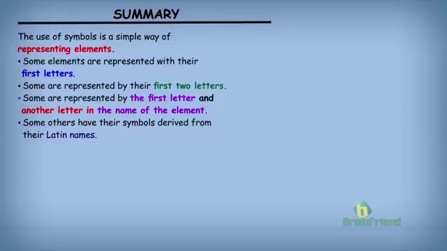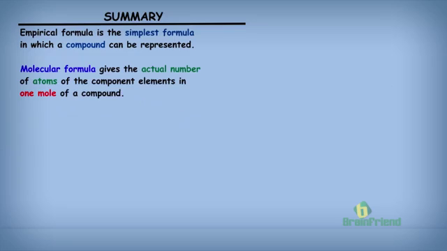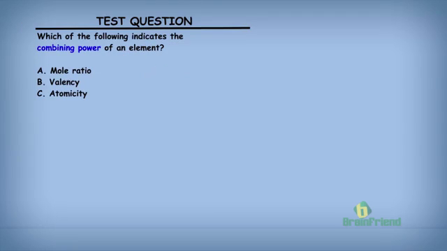We said that the use of symbols is a simple way of representing elements. Then we said that some elements are represented by their first letters, some are represented by their first 2 letters, some are represented by the first letter and another letter found inside the element, and some others are represented with symbols derived from their Latin names. We also said that the empirical formula is the simplest formula in which a compound can be represented, and that the molecular formula gives the actual number of atoms of the component elements in 1 mole of a compound. Now we'll just take a quick test to see how much we can remember from this class.